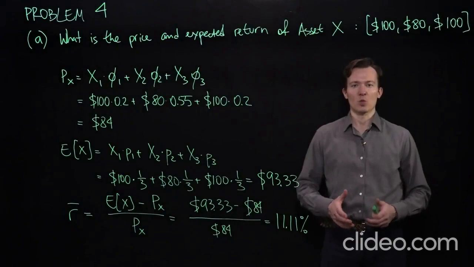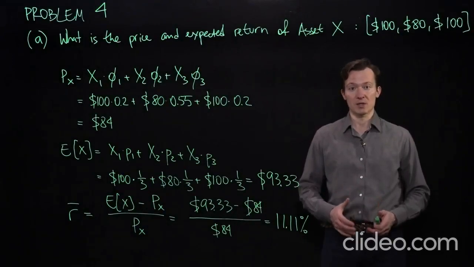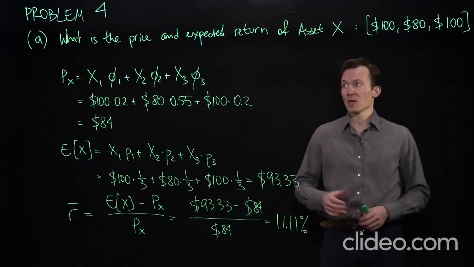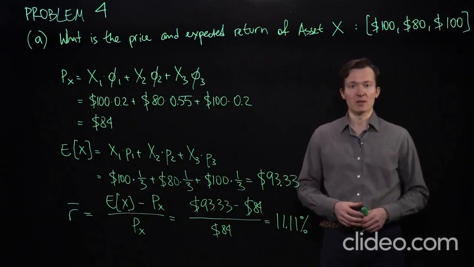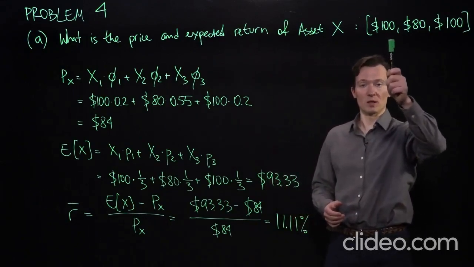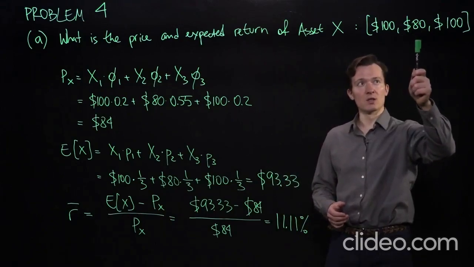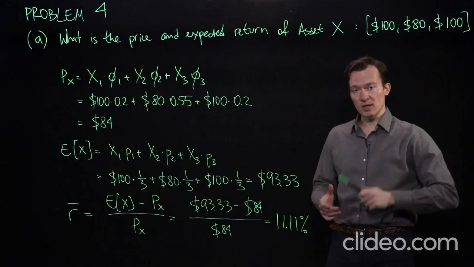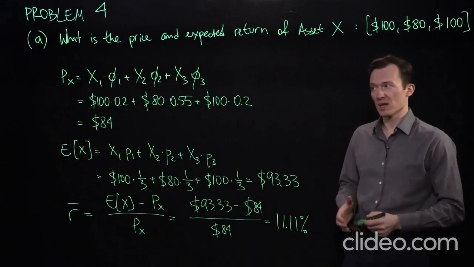In this question, we're given a state space model that consists of 3 states. All 3 states are equally likely. The first question asks us to find the price and expected return on asset X that pays off $100 in the first state, $80 in the second state, and $100 in the third state. So let's start with the price of this asset first.